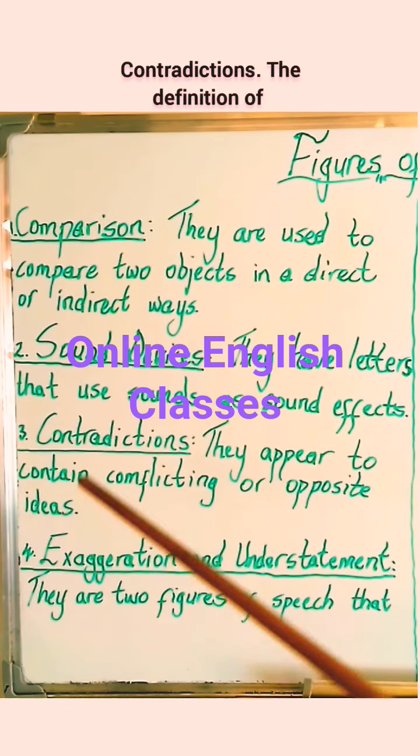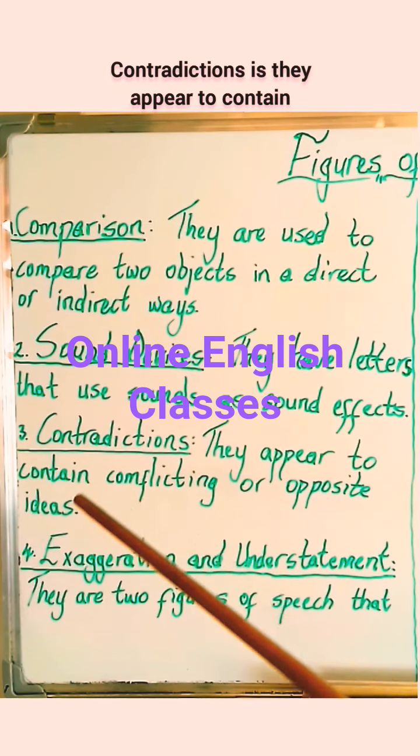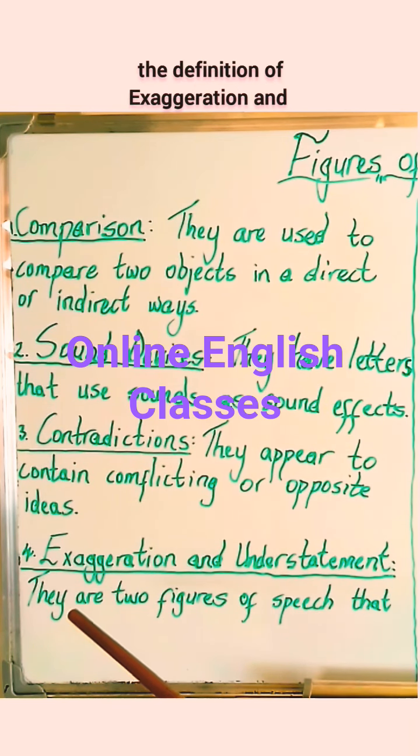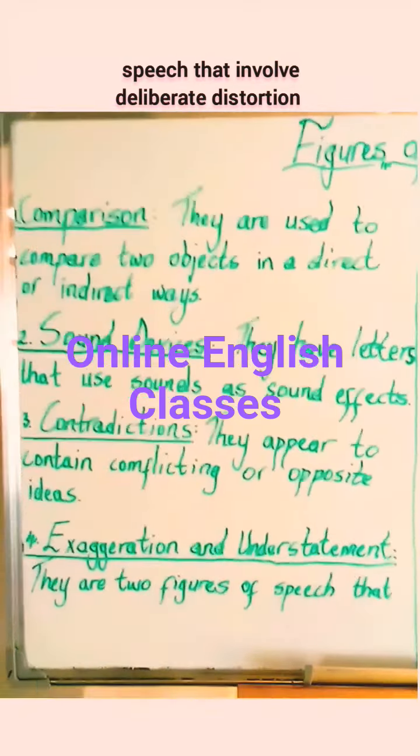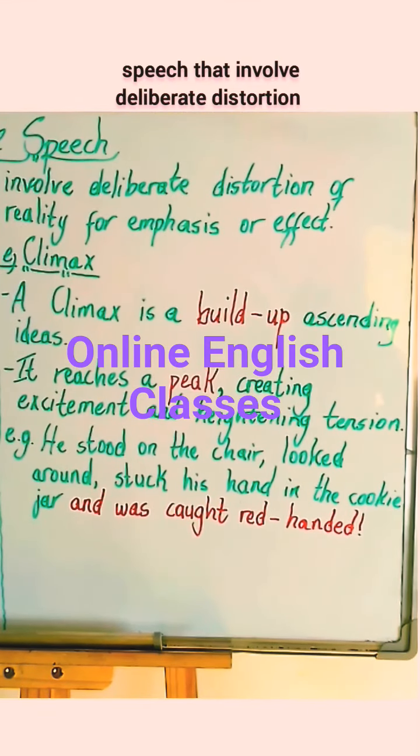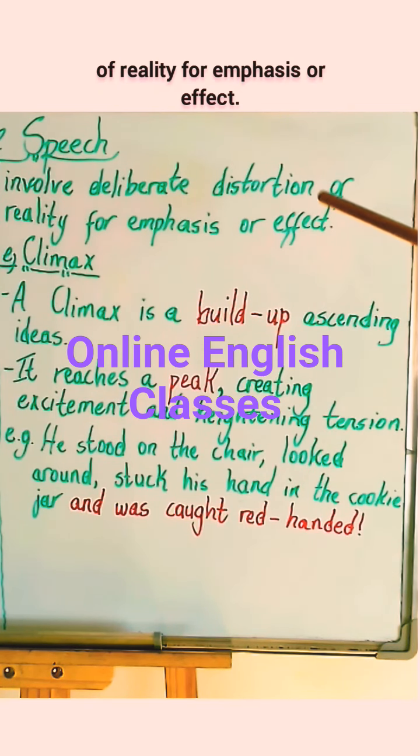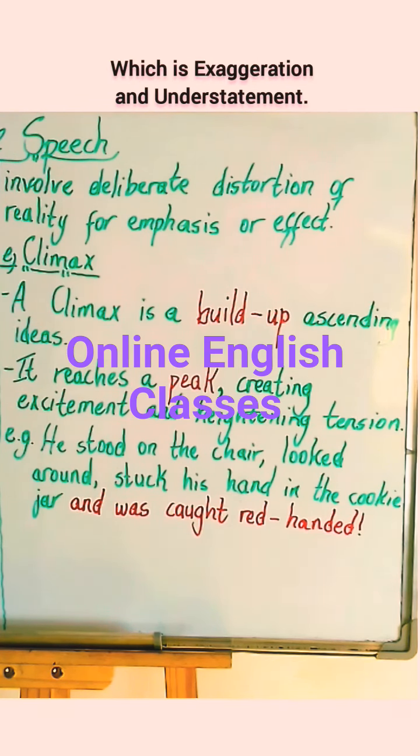Then we have contradictions. The definition of contradiction is they appear to have conflicting or opposite ideas. Then exaggeration and understatement are two figures of speech that involve deliberate distortion of reality for emphasis or effect. So we are still learning about number 4, which is exaggeration and understatement.